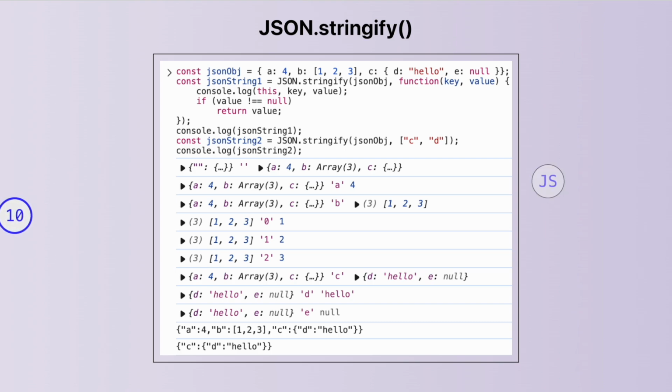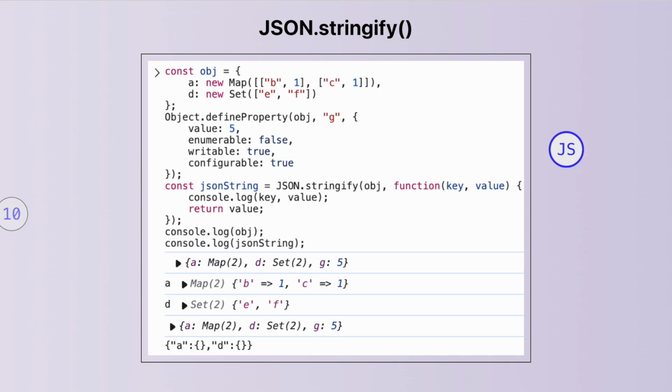Map and set type properties have empty object values. Why? Properties are visited using the same algorithm as Object.keys. Only enumerable properties are visited, as Object.keys will only return an object's enumerable properties. So map and set become an empty object. Here property g is not visited by the JSON.stringify method.